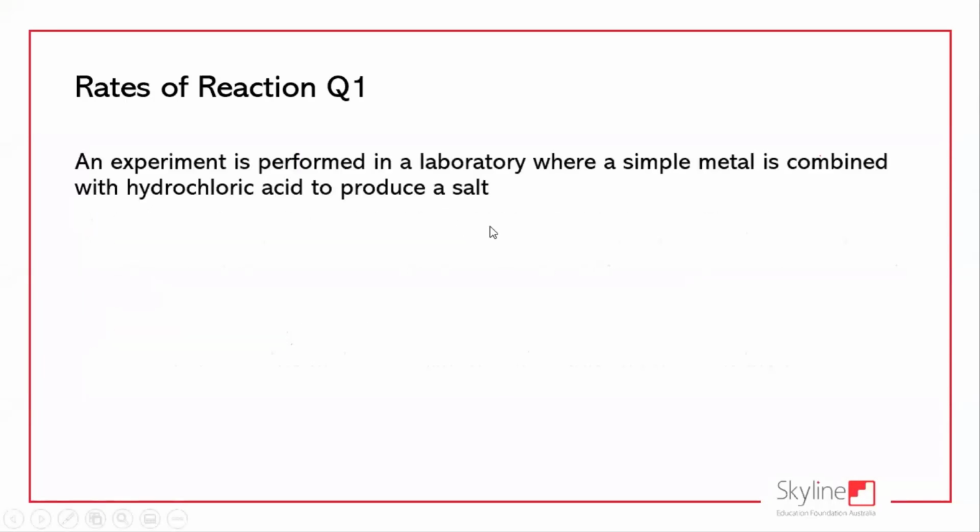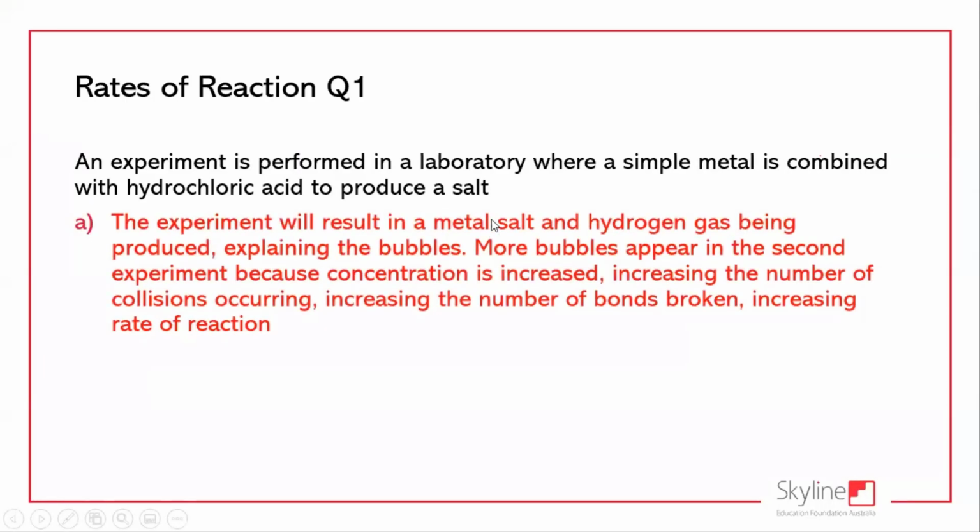Pretty simple. Question 1, part A. Well, the experiment will result in a metal salt and hydrogen gas being produced. So that's why there's bubbles, because there's hydrogen gas being produced. More bubbles appear in the second experiment because the concentration is increased, increasing the number of collisions occurring, increasing the number of bonds broken, increasing the rate of reaction. That's all we need to do.